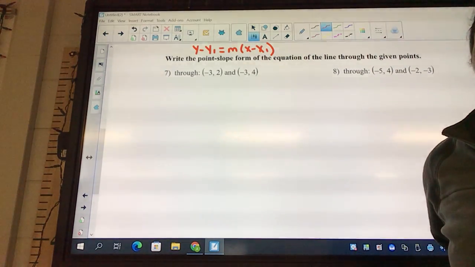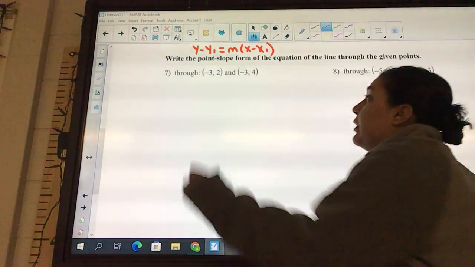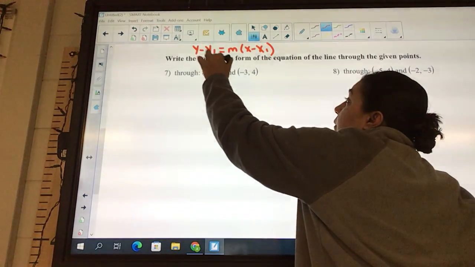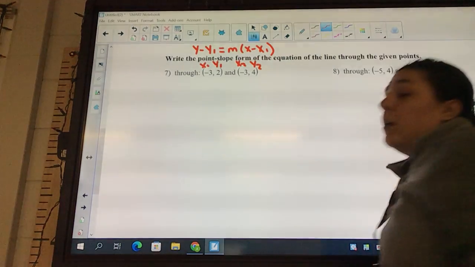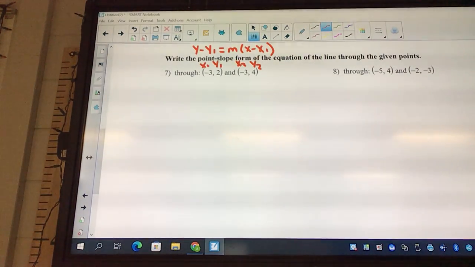Now, let's look at what we're given in the problem. We're given this point and another point. So, we say x2, y2.